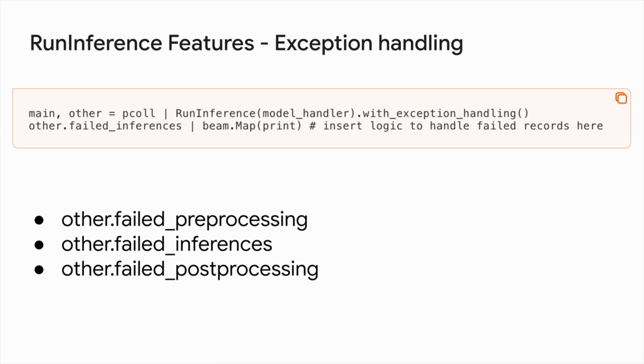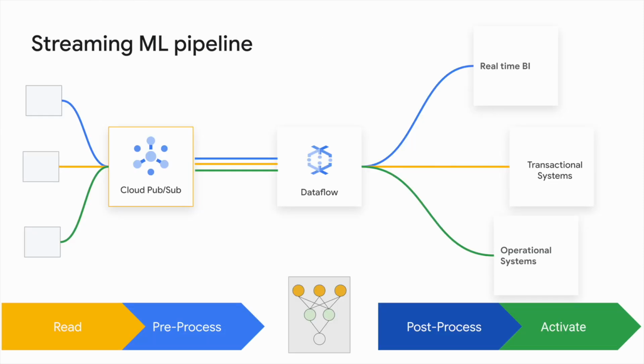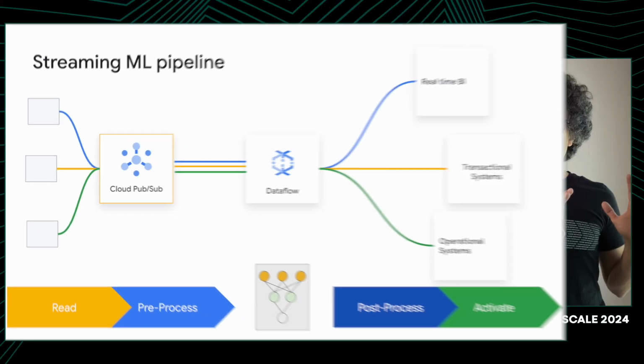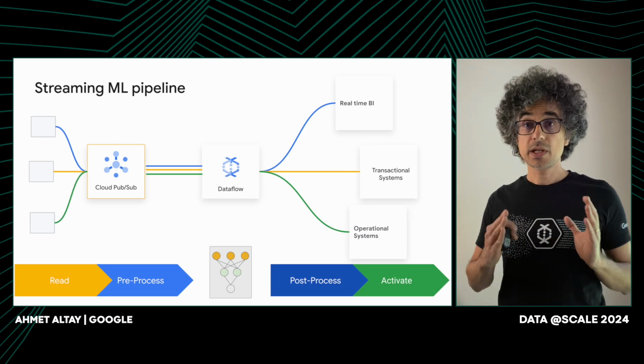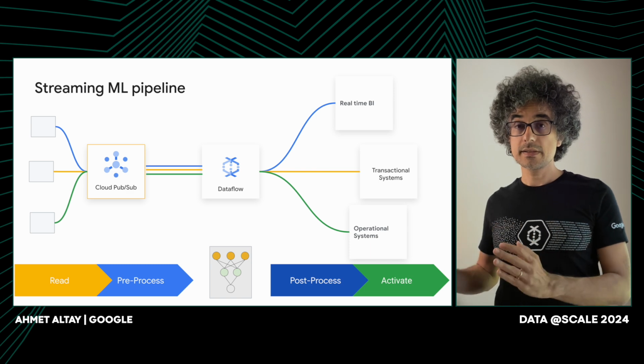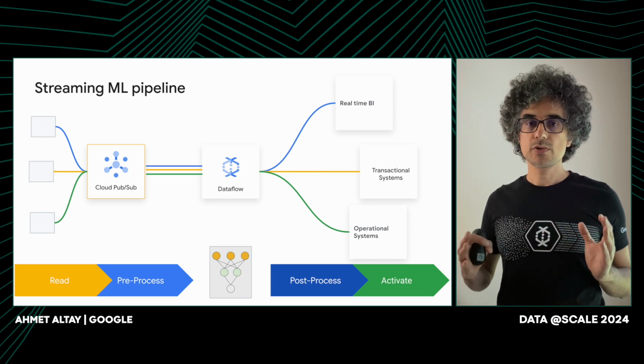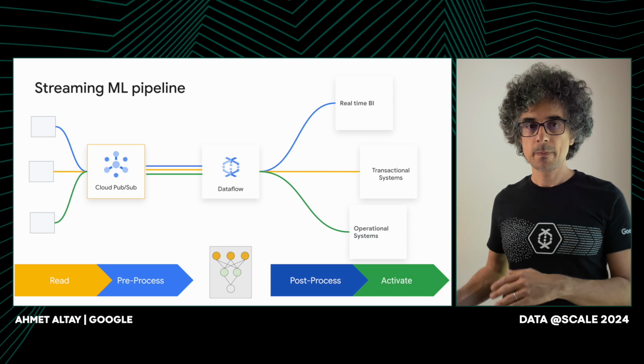And similarly, exception handling in BeamML is exceptionally simple by adding another single Lambda function to RunInference to handle any type of error that you might encounter in your production pipelines. By bringing all of this pipeline of read, preprocess, inference, post-process, and activate, each of them becomes a single line of code. And this is a lot simpler than writing giant pieces of software for each of these boxes.